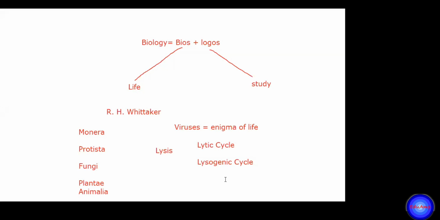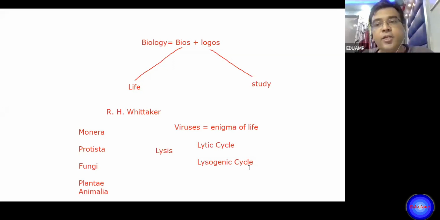Okay, so when this takes place, finally, we suffer from disease again. So there are two kinds of cycles. The first is called the Lytic cycle, and the second is called the Lysogenic cycle. I hope it is clear till now.